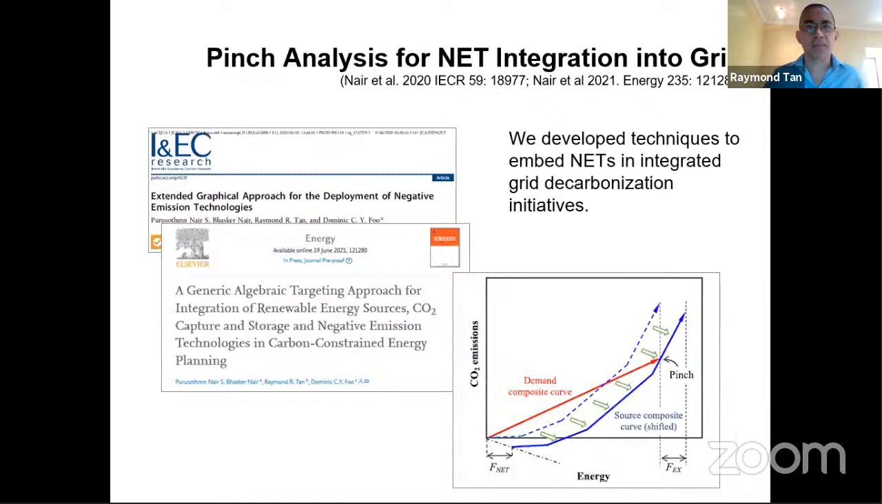Much more recently, with, again, my longtime collaborator, Professor Fu, and our PhD student, we've looked at how NETs, or negative emissions technologies, can be part of a larger framework for decarbonization in a country, where you're putting in more renewables or putting in carbon capture and storage. And on top of that, you're putting in negative emissions techniques as part of a portfolio at the country level. So this is still work in progress with a couple of prior publications.